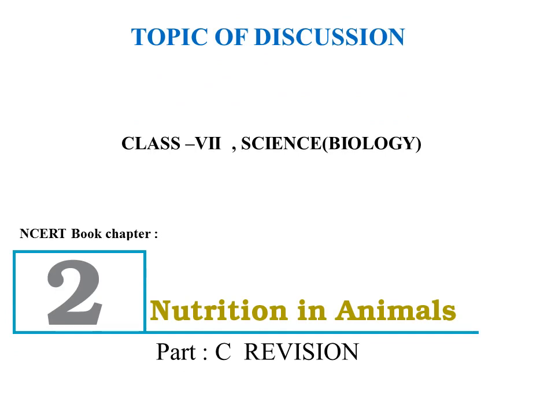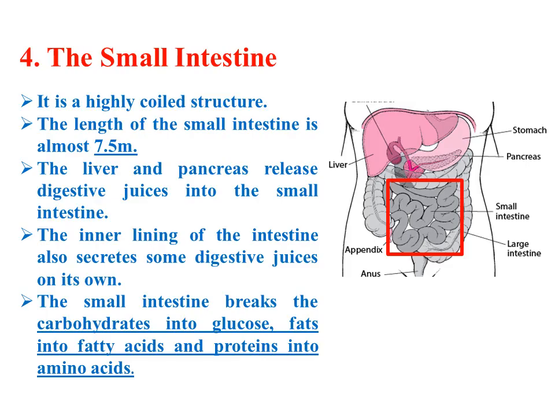We are going to revise the next class, or the third class, of chapter 2, Nutrition in Animals. This is revision part 3. As we have already discussed some parts of the alimentary canal along with the associated gland, only salivary glands, today we will discuss the remaining portion. So the fourth part of the alimentary canal is the small intestine.